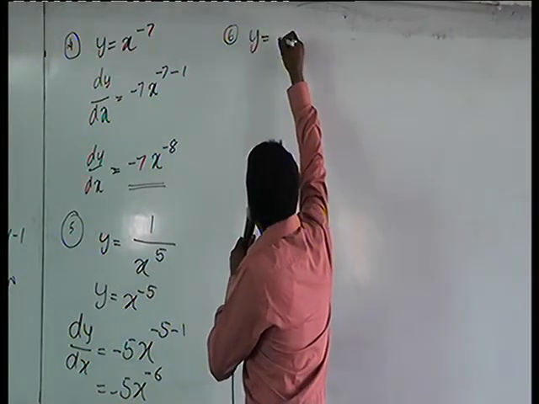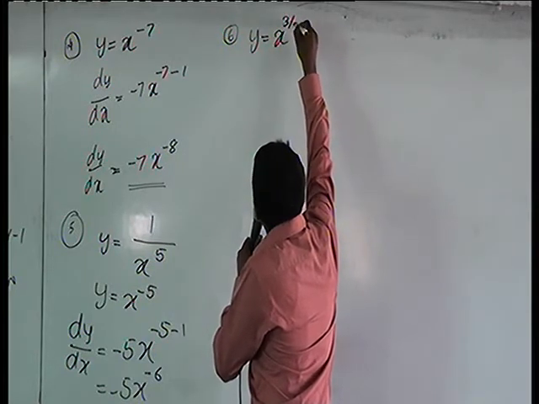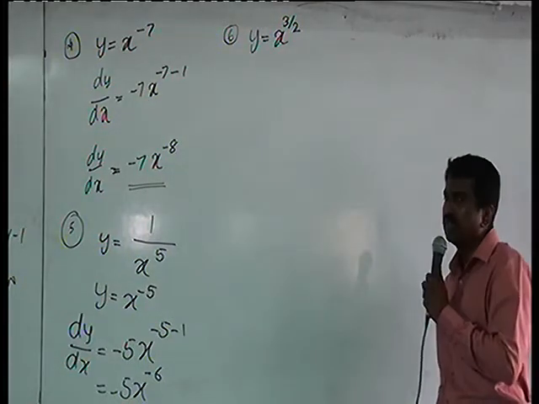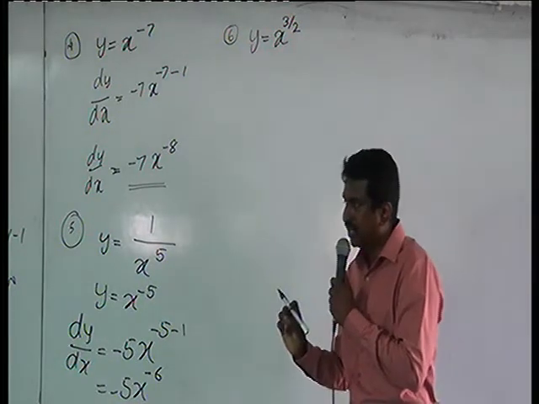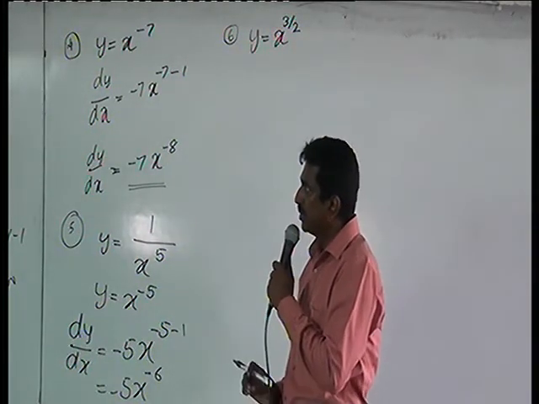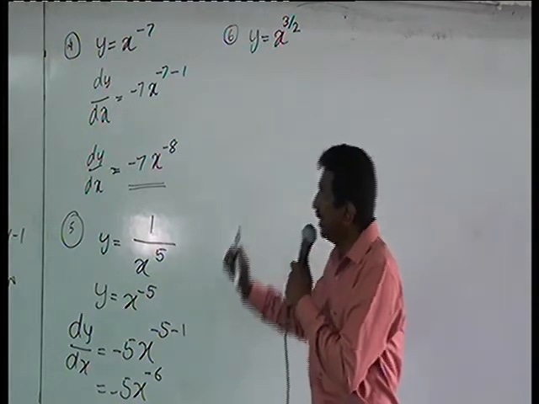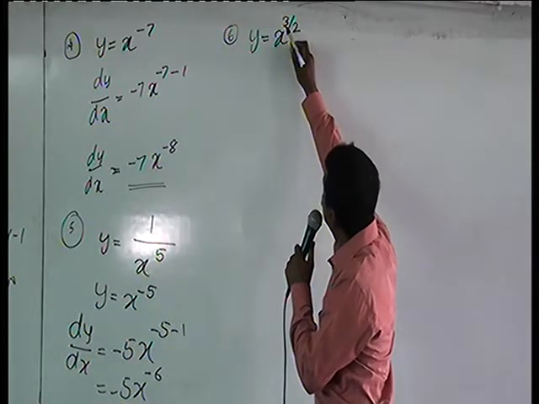Y is equal to x to the power 3 over 2. First, the power with positive values. Secondly, a negative value. And thirdly, a fraction. What is a fraction? Y is equal to x to the power 3 over 2.